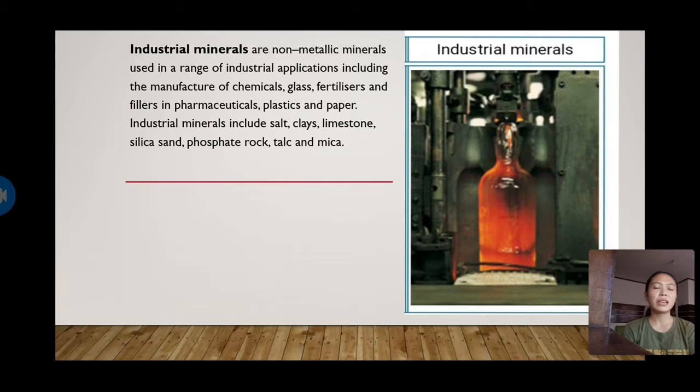So minerals, ang minerals is dili lang siya katong gikan sa mga volcanic, like katong mga bato-bato. Ang minerals pwede po siya katong mga glass, salt, clays, limestone, mga silica sand, phosphate rock, and talc, mica. These are called industrial minerals. So that's all for my report.